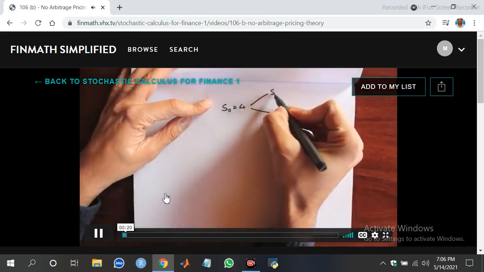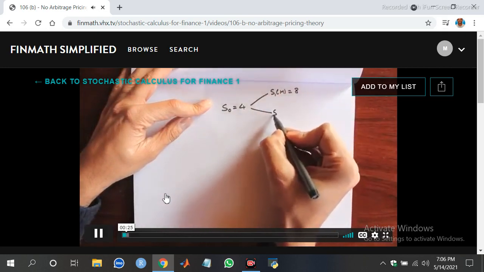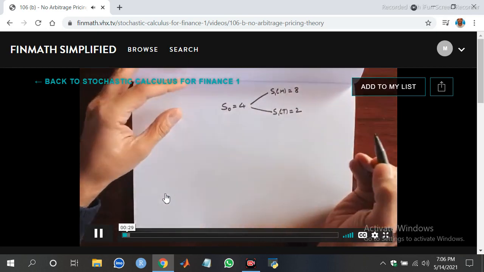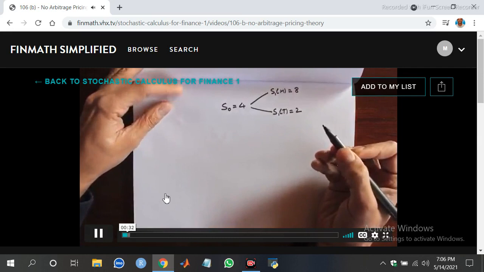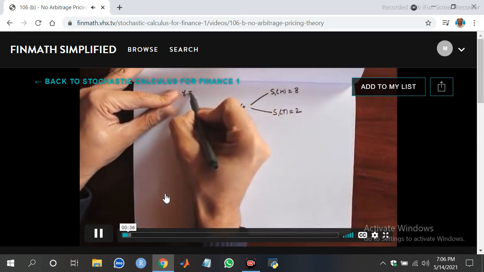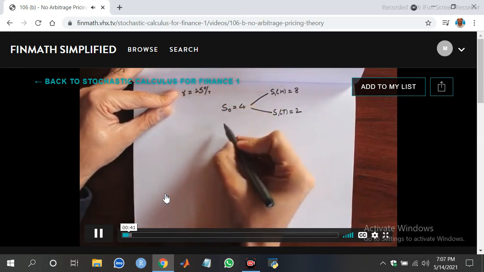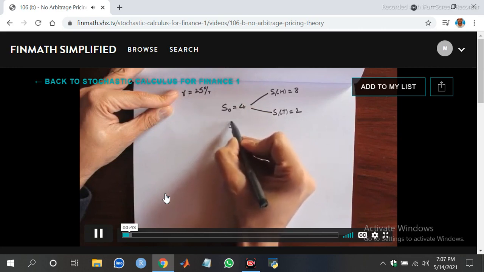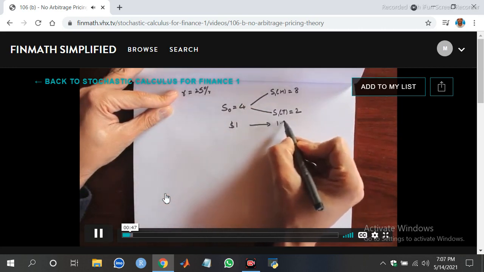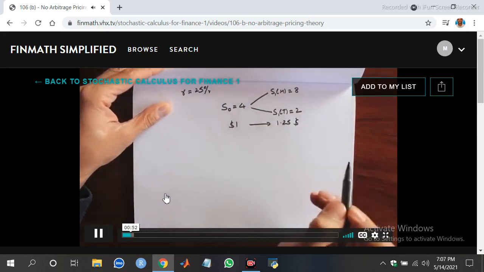So if you get a head, the stock will double up and it goes to 8. And if you get a tail, the stock will become half and become 2. Let's also now assume that we have a money market account that pays us an interest rate R, and for this particular example, let's consider R to be 25%. So what that means is if we put in $1 in the money market account today, at time 1, it'll grow to $1.25. Okay, very simple.